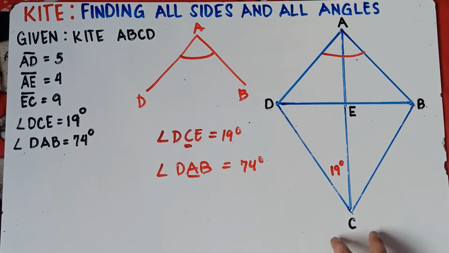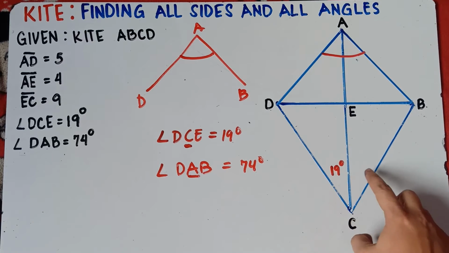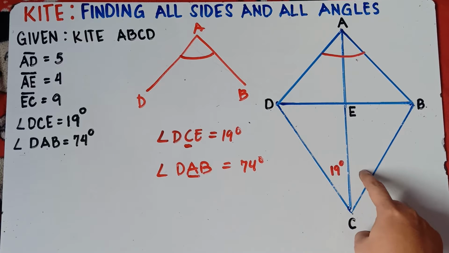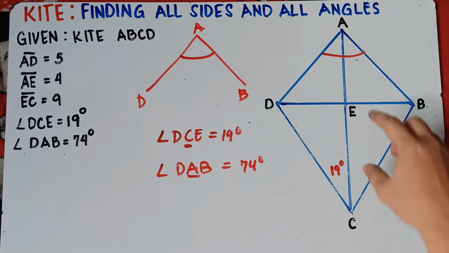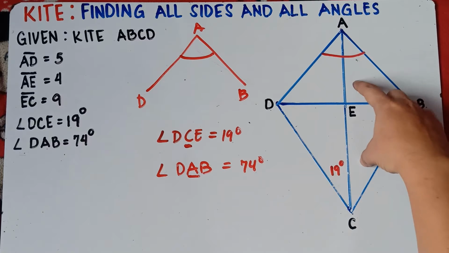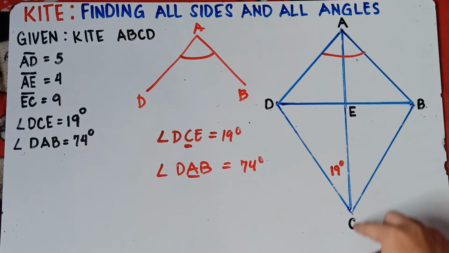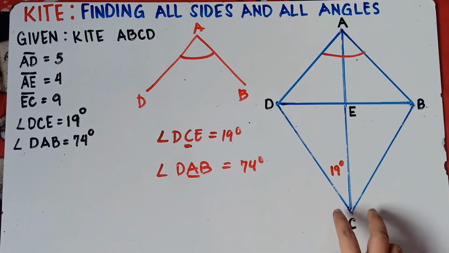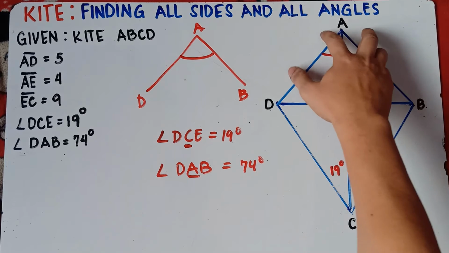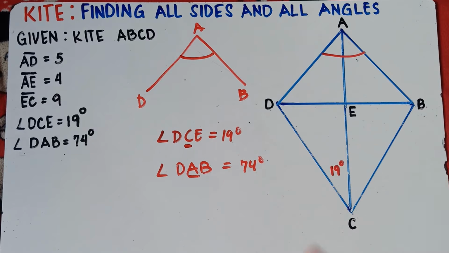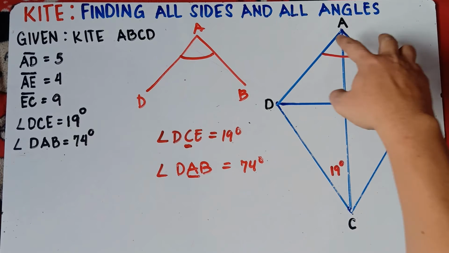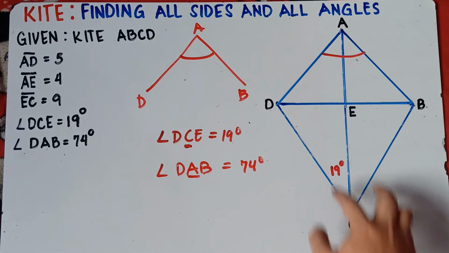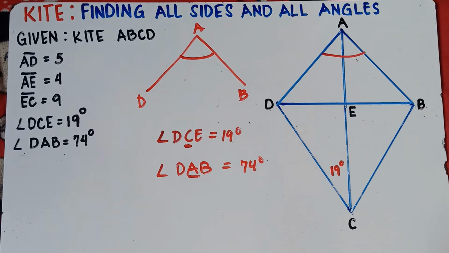If this is 19 degrees, therefore this is also 19 degrees. Question, why is that, sir? Because the major diagonal, or the longer diagonal, this diagonal AC, cuts angle C and angle A into two equal parts. That's one property of a kite, class. The longer diagonal cuts the opposite angle into two equal parts.